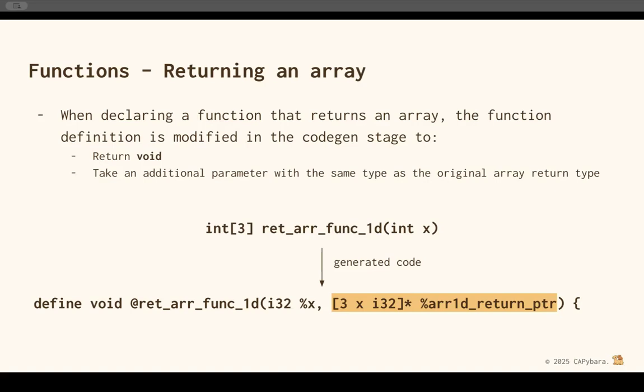For example, in the function ret array func1d, the original function returns an array of 3 integers. And so when we define this in CodeGen, it's a function that returns void and takes in an additional parameter, which is array1d return pointer. And this has a type of a pointer to an array of 3 integers.